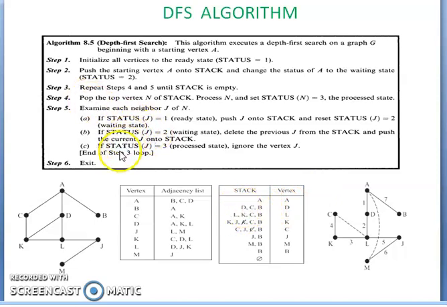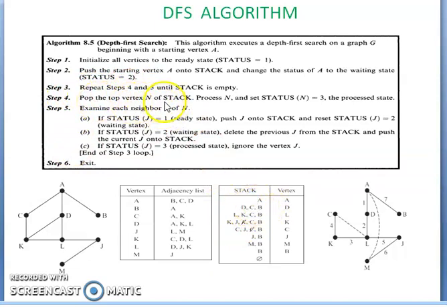Once this is over, if the status is 1, push it into the stack and change the status to the waiting state. That means these are waiting in the stack, with status 2. That is the end of step 3. Now go for the next step: repeat steps 4 and 5 for these 3 vertices.